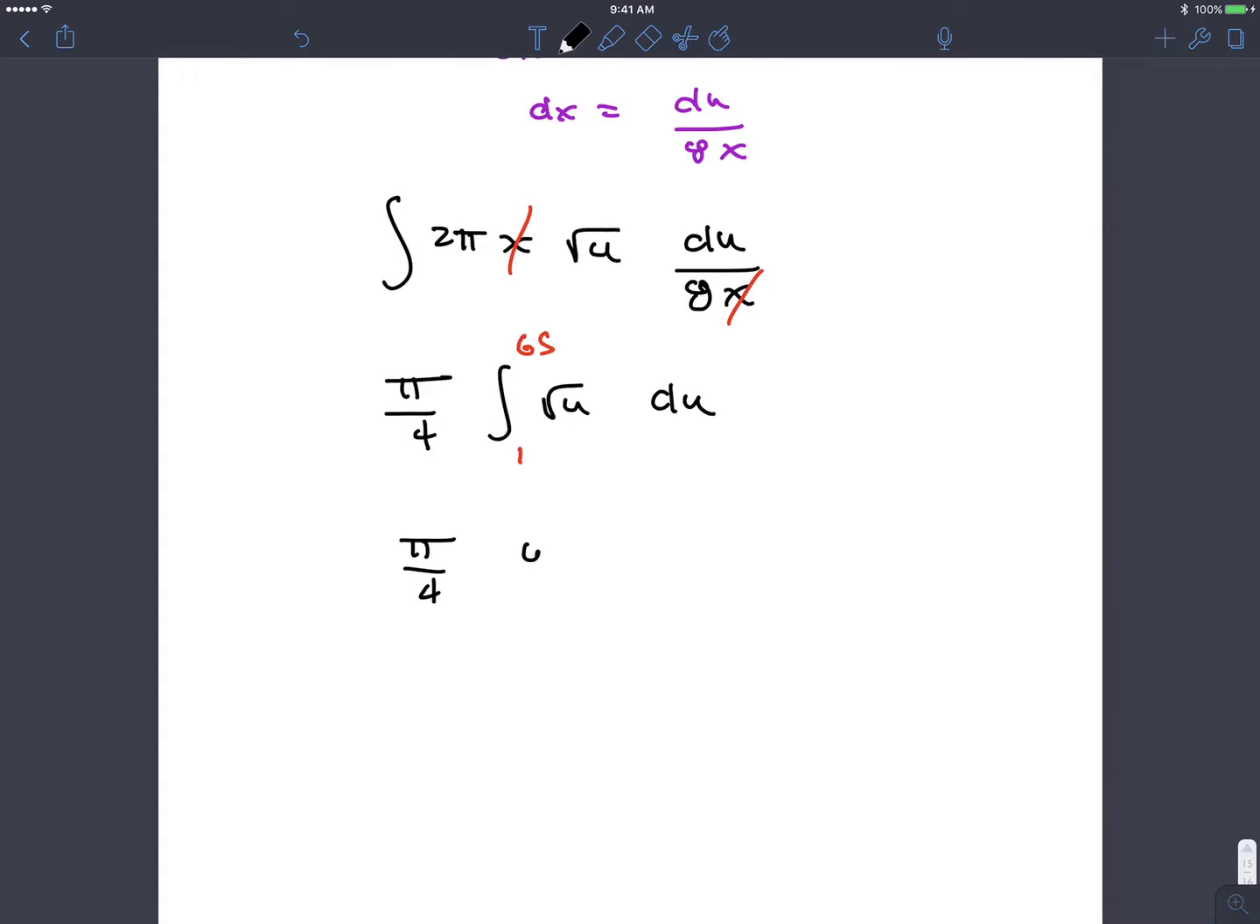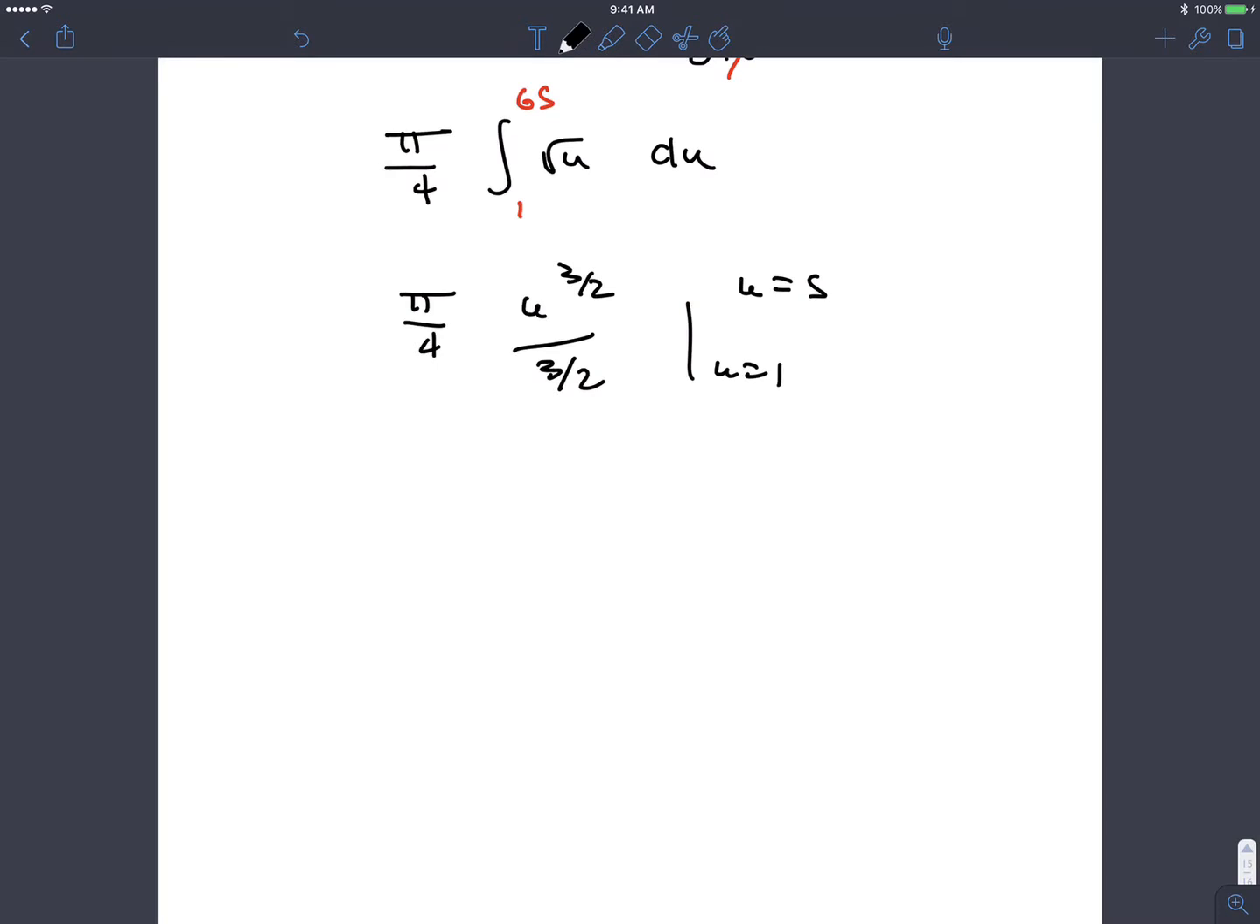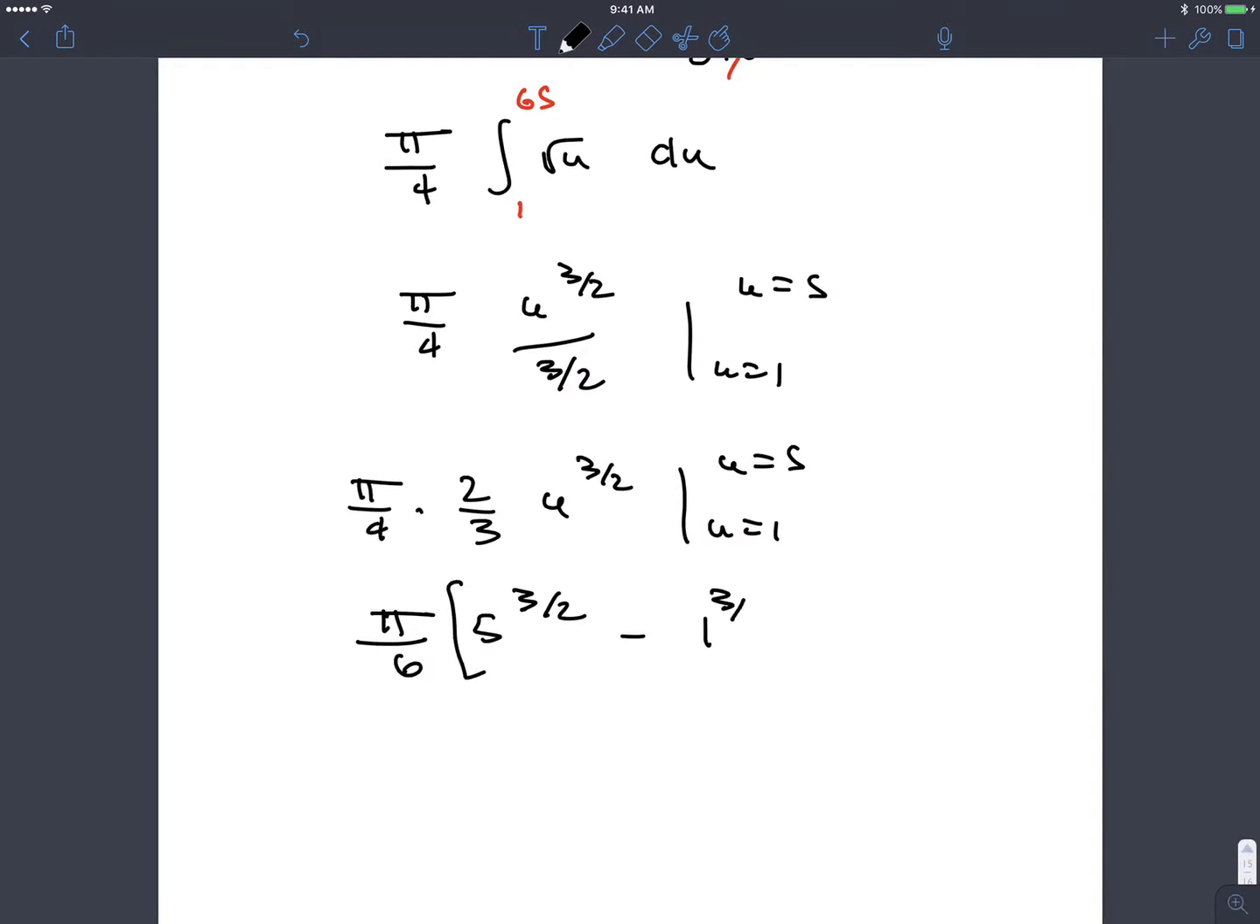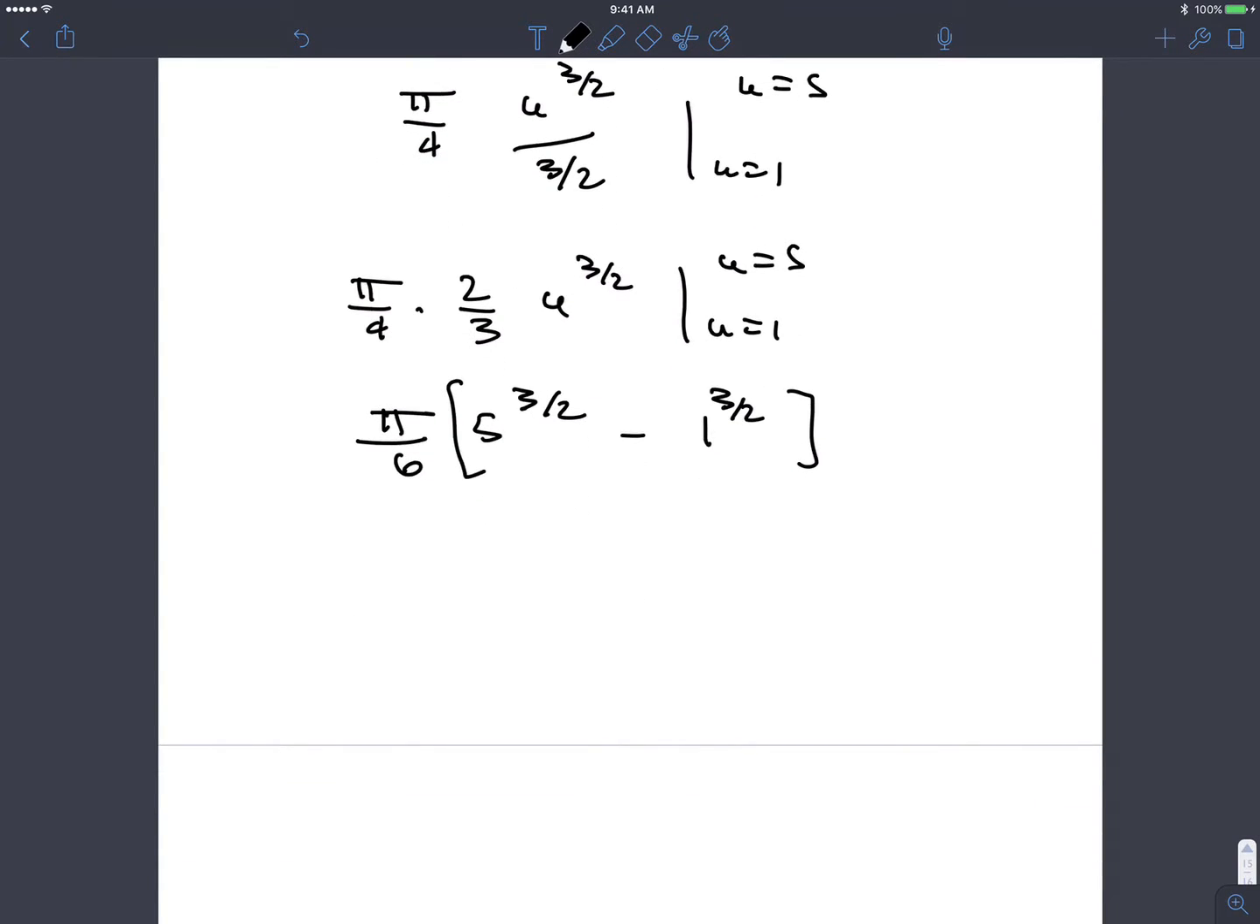Pi over 4, u to the 3 halves over 3 halves, u is 1 and u is 5. Pi over 4 times 2/3, u to the 3 halves, u is 1, u is 5. So we get, what is this? Is that pi over 6? 5 to the 3 halves minus 1 to the 3 halves. So I get a pi over 6 here, 5 square root of 5 minus 1.